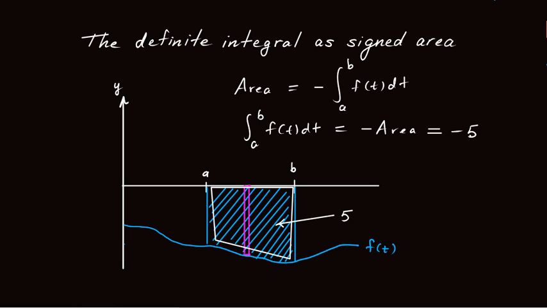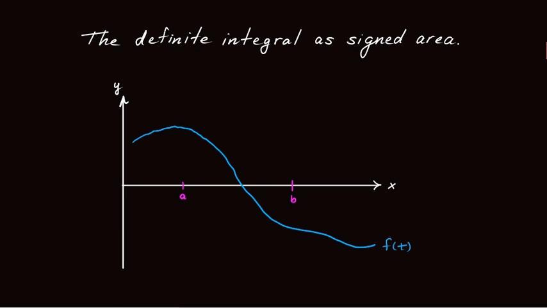Okay, so it's something to keep in mind. Anytime you're below the axis, the area counts negatively. So let's look at a mixed situation. Here's a situation where I have part of the time the graph of f is above the x-axis and sometimes it's below the x-axis. And now I want to understand what is the integral from a to b of f of t dt.